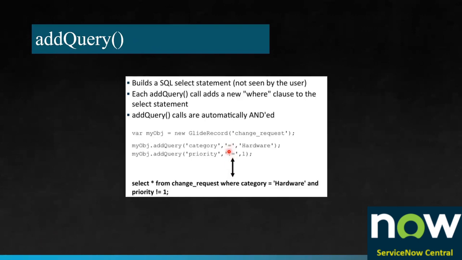There may be certain scenarios wherein you will see that people are not writing these operators. If you are not writing any operator in between, ServiceNow by default accepts that it is an equal operator. But if you write it, ServiceNow will take the operator which you have specifically mentioned. If you are not writing it, ServiceNow will consider it an equal operator, which means category equal to hardware. If I don't write this, ServiceNow will accept it like priority equal to 1. Okay.